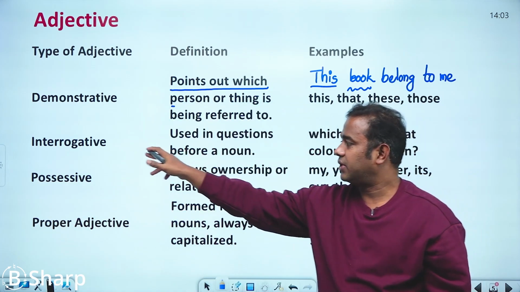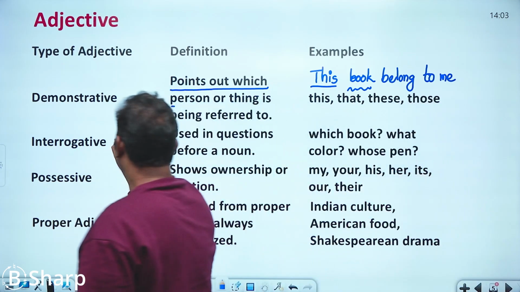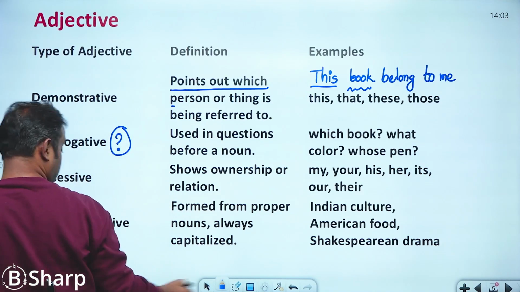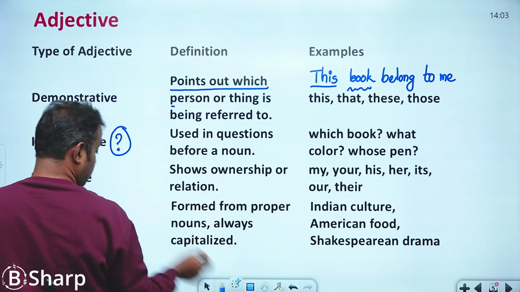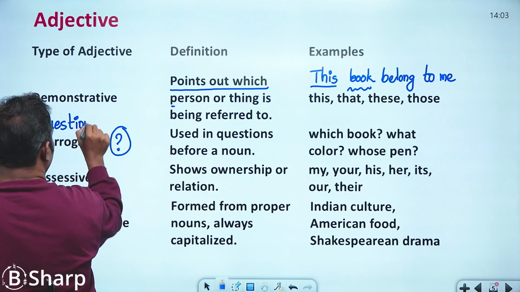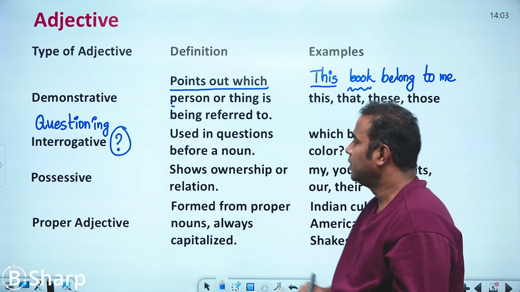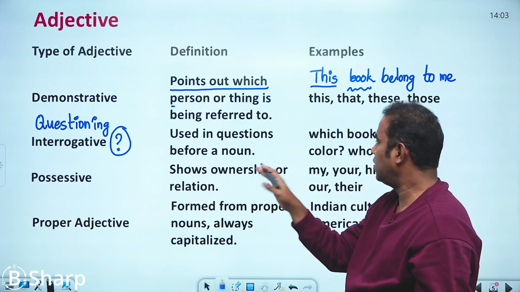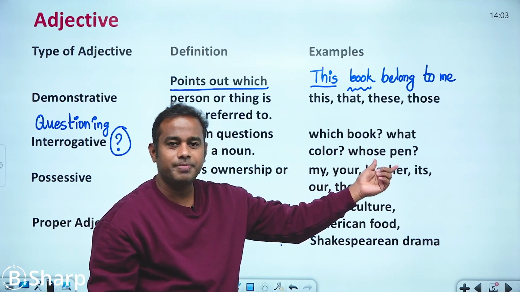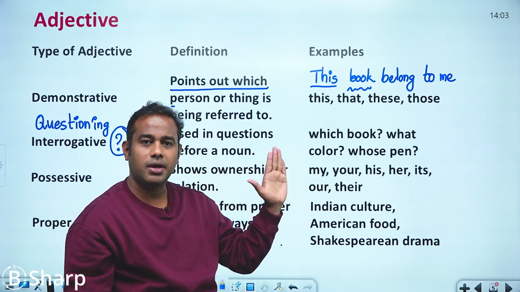The next one is interrogative adjective. What is the interrogative adjective? You know that interrogation means questioning. If you want to question something, it's basically used in questions before a noun. For example, look here: which book is this, what is the color, whose pen is this. All those we generally call an interrogative adjective.